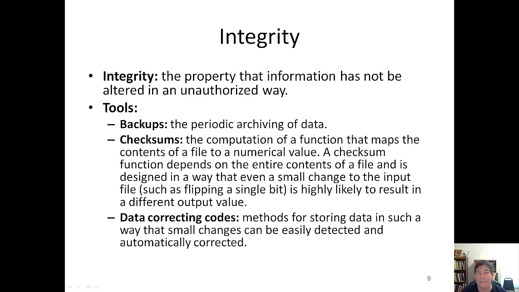Integrity is the property that information has not been altered in an unauthorized way. Some tools for this include backups, the periodic archiving of data, and checksums, the computation of a function that maps the contents of a file to a numerical value. A checksum function depends on the entire contents of a file and is designed in a way that even a small change to the input file, such as flipping a single bit, is highly likely to result in a different output value. Data correcting codes are methods for storing data in such a way that small changes can easily be detected and automatically corrected.